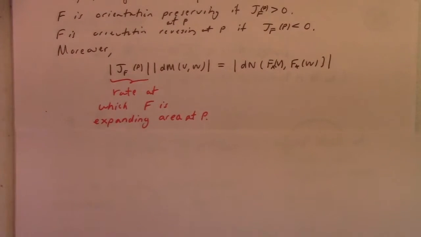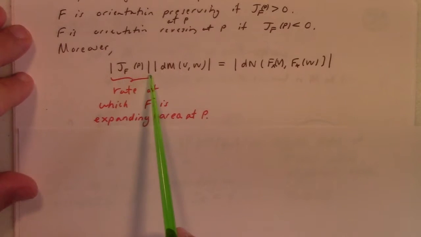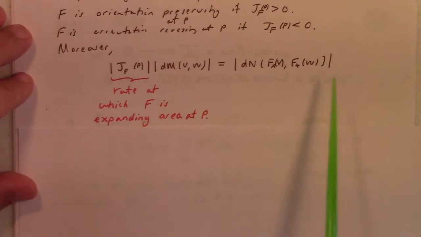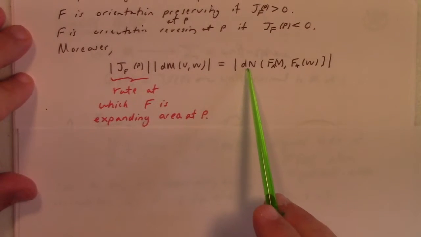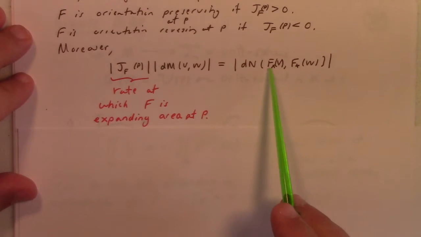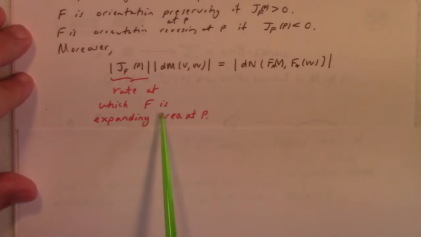Moreover, what do we have? The absolute value of the Jacobian of f is the absolute value of the area form of M on V, W times the absolute value of the area form on N on the push forwards of V and W. Oh, look, it's push forwards. I got the star downstairs where it belongs now. Yay! So this is the rate at which f is expanding area at P, essentially, right?